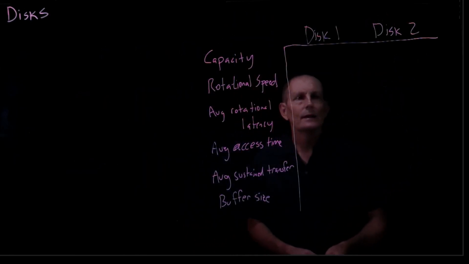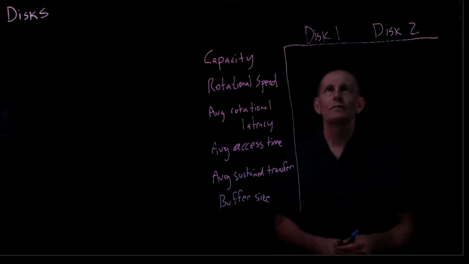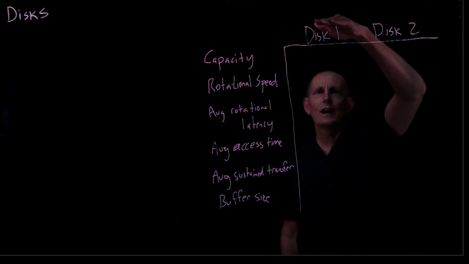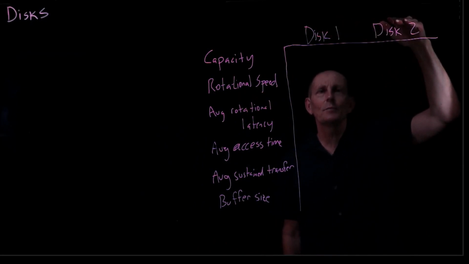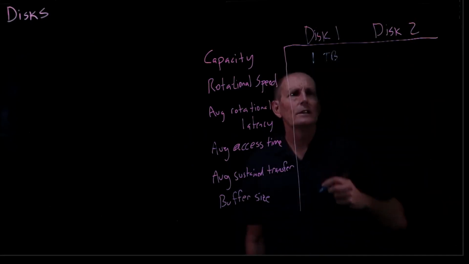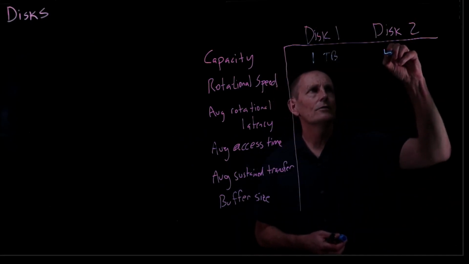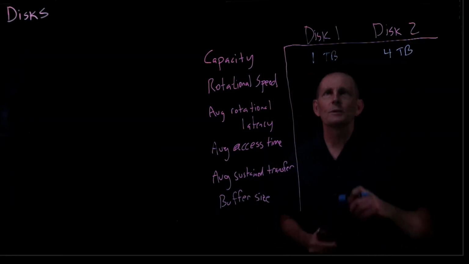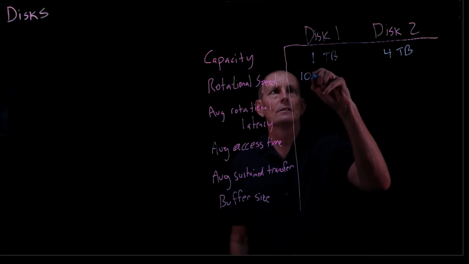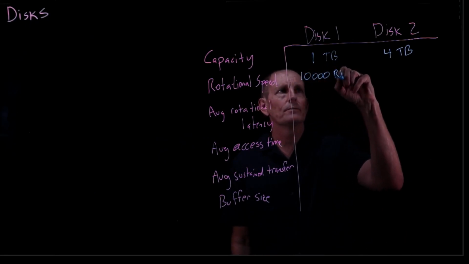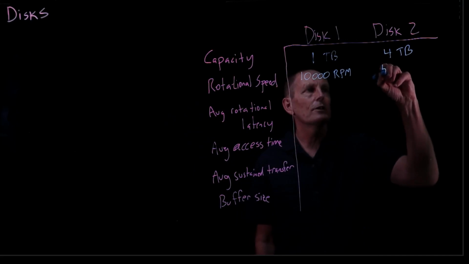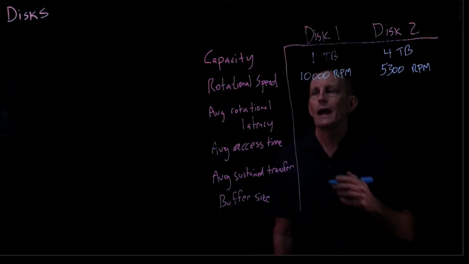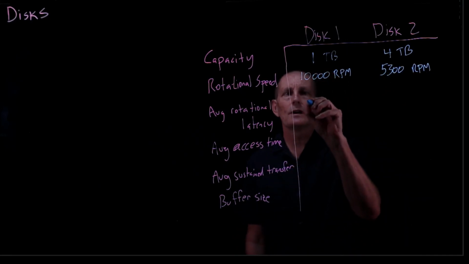Let's look at the specs for a couple of different hard drives. These are some I looked up a few years ago. This was a Western Digital Velociraptor. This was a Seagate desktop machine. This one was 1 terabyte. The other was 4 terabytes. Rotational speed, 10,000 RPM. This one only 5,300 RPM. Average rotational latency.